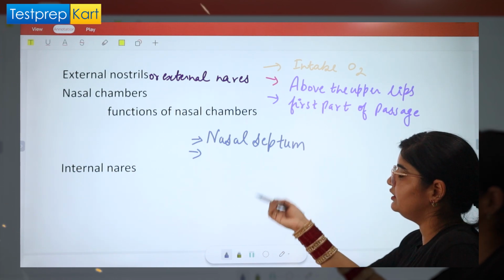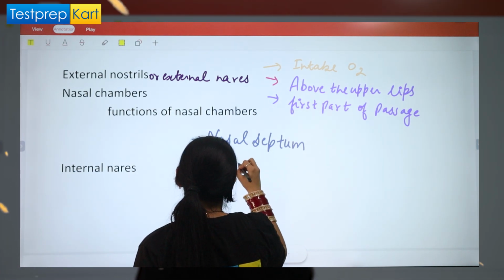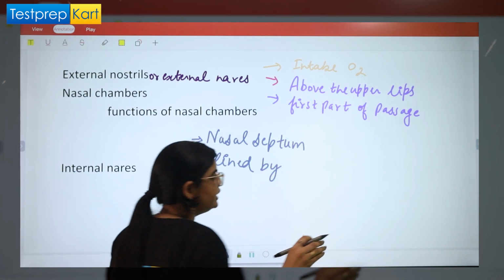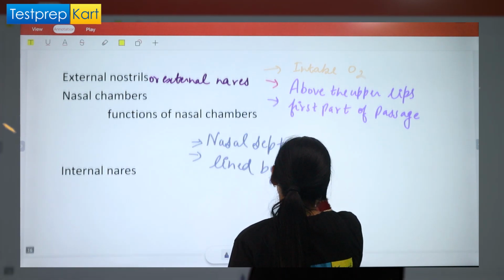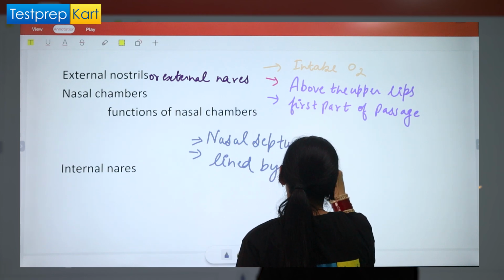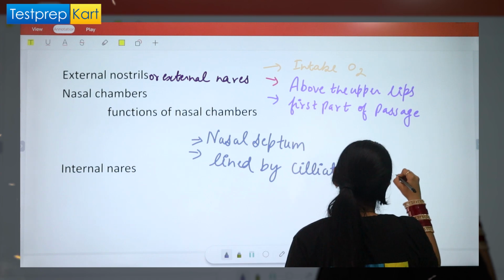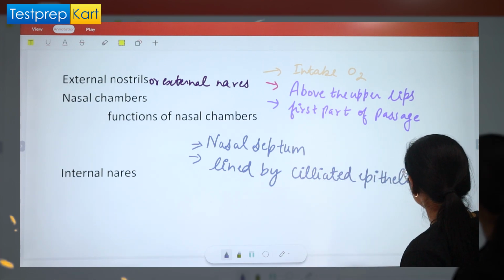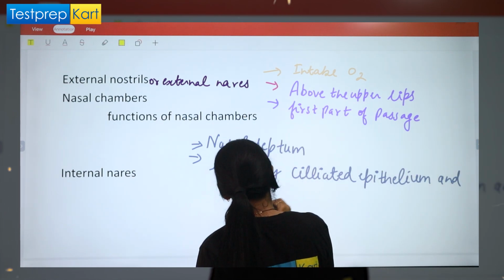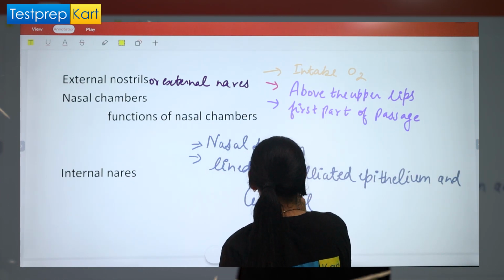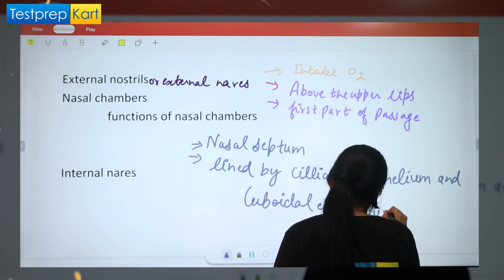The nasal septum will divide it into two halves, and the nasal chamber has a lining of ciliated epithelium and cuboidal epithelium, right?